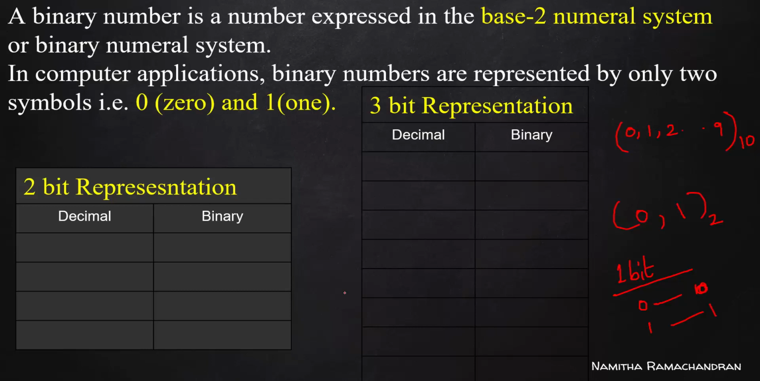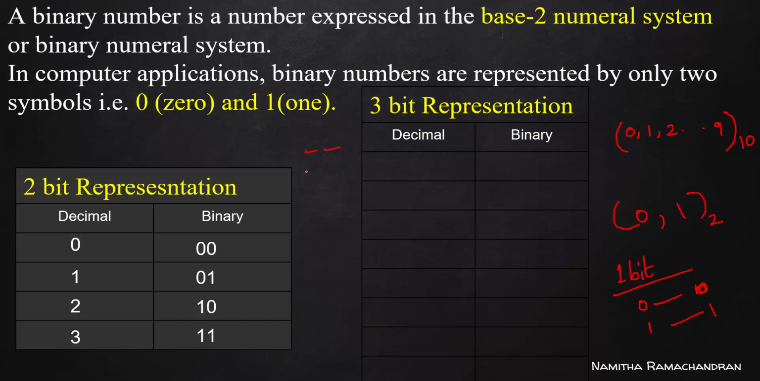Suppose you are allowed to use 2 bits at a time. In that situation, how many binary patterns can you generate? We can generate 4 different patterns: 00, 01, 10 and 11. We can consider 00 as equivalent to decimal 0, 01 as decimal 1, 10 as decimal 2, and 11 as decimal 3.